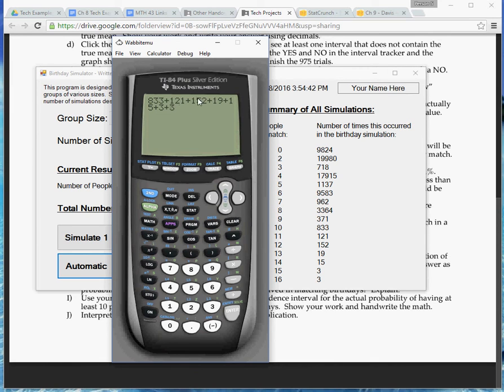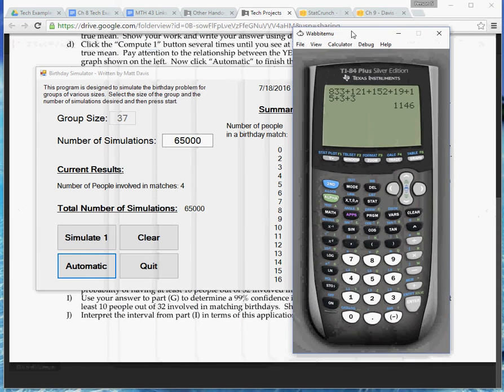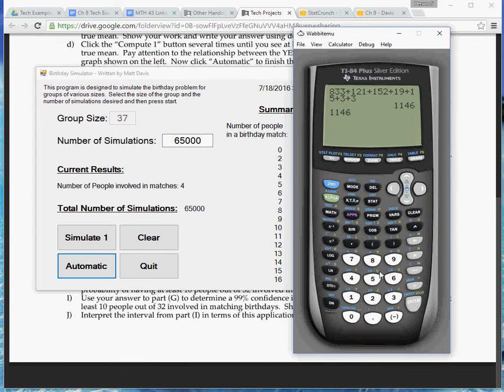Okay, so 1, 2, 3, 4, 5, 6, 7 numbers. So I think I've got that. And it's 1146. And 1146 out of what? It's 1146 out of 65,000. So 1146 divided by 65,000.